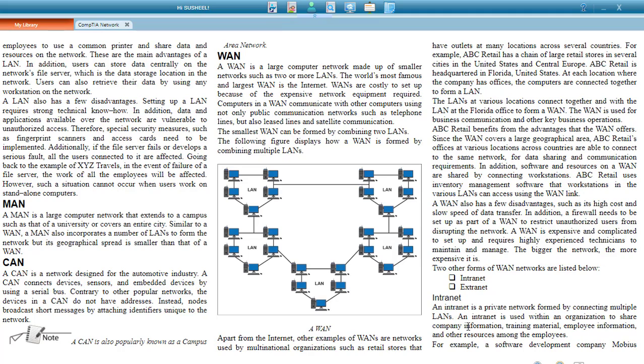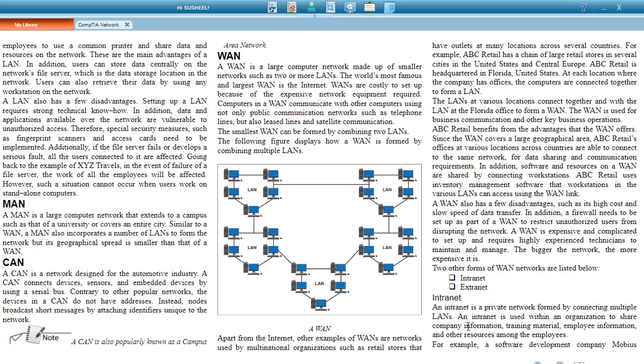A LAN also has a few disadvantages. Setting up a LAN requires strong technical know-how. In addition, data and applications available over the network are vulnerable to unauthorized access. Therefore, special security measures, such as fingerprint scanners and access cards, need to be implemented. Additionally, if the file server fails or develops a serious fault, all the users connected to it are affected.